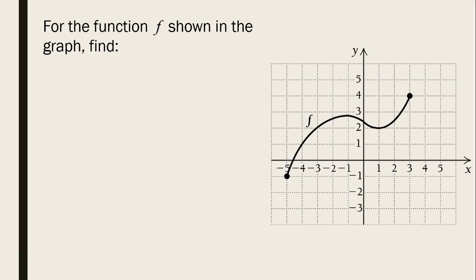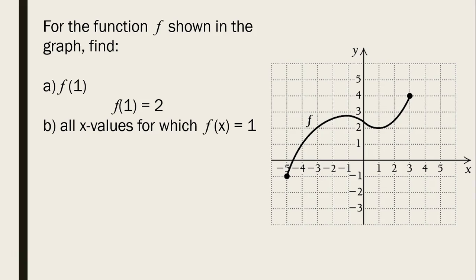So let's see if we can tie some of these things together. Here's a graph of a function, and we want to find f of 1. So that means that we have some point on the graph where the input was 1, where the x value was 1, and we want to know what the y value is. Well, we're talking about that point right there. It has an x coordinate of 1, it has a y coordinate of 2. So f of 1 equals 2.